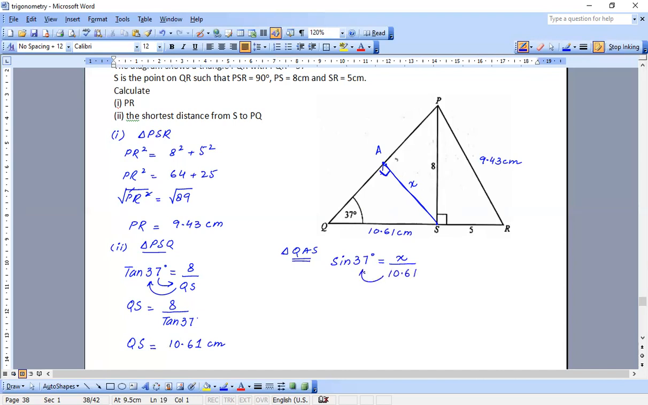I'll move this 10.61 over here. What is sine 37 equal to? Sine 37 is 0.601, and this is going to multiply with 10.61. I'll be left with x on this side. Just multiply this with 10.61, and this is going to be 6.38. So the value of x is going to be 6.38 centimeters. So the shortest distance from S to PQ is going to be 6.38 centimeter.